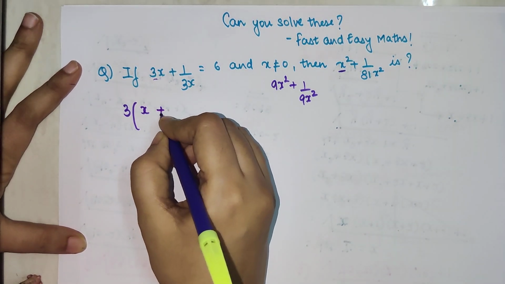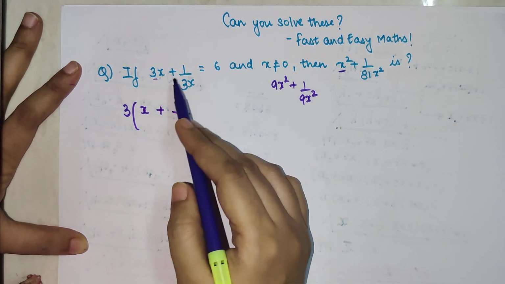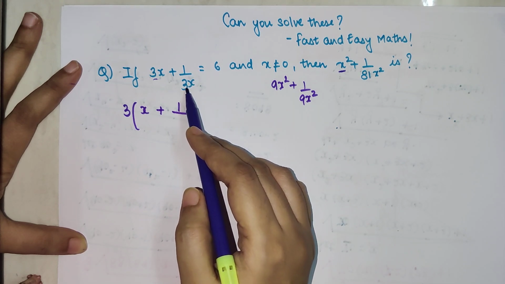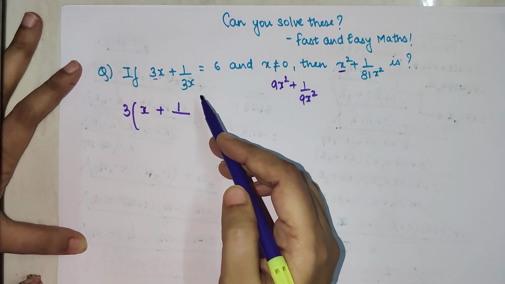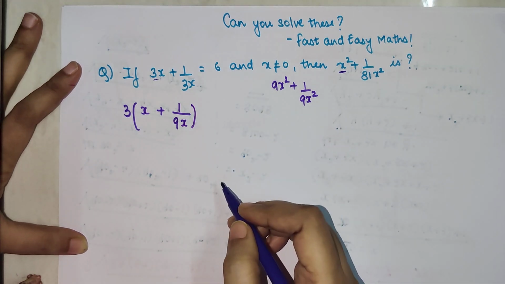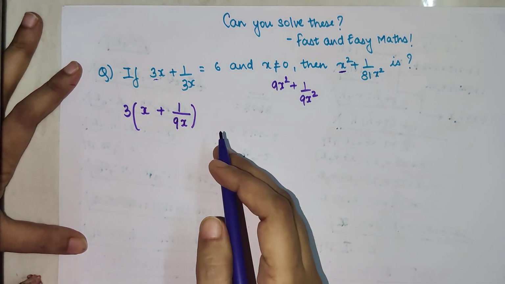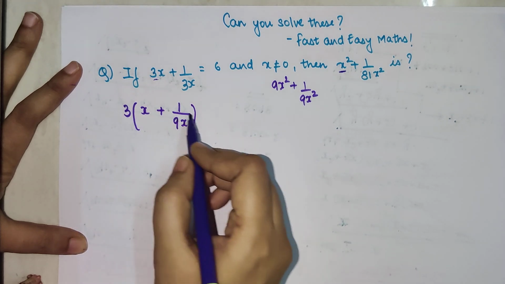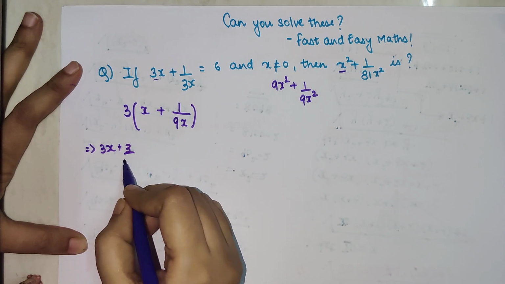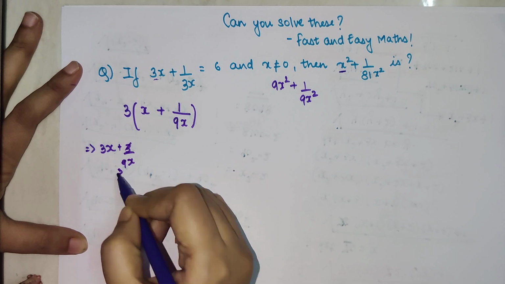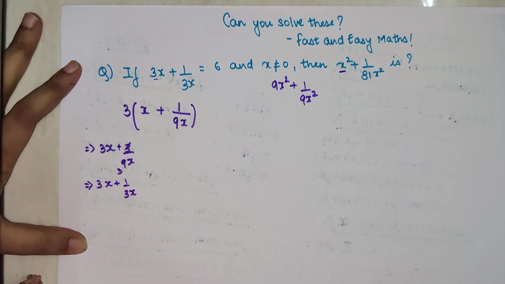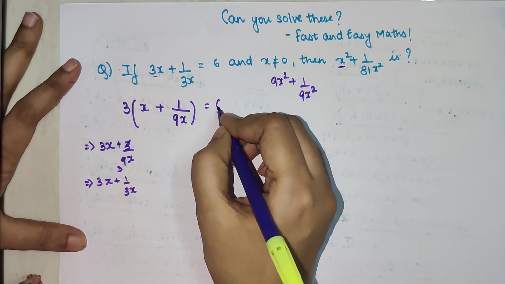But when I take 3 outside from here, there is no 3, so basically I am dividing this one more time by 3. Understood? So this is now becoming 9x. For those of you who did not understand what I just did, let me multiply this 3 inside. What I get is 3x plus 3 upon 9x, which then cancels out, and I get 3x plus 1 upon 3x. Understood? And now this is equal to 6.